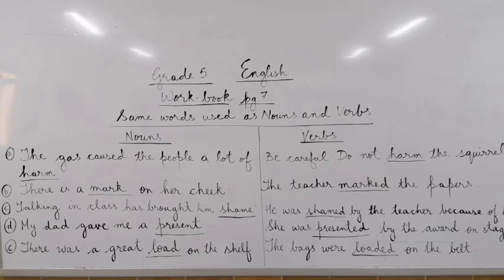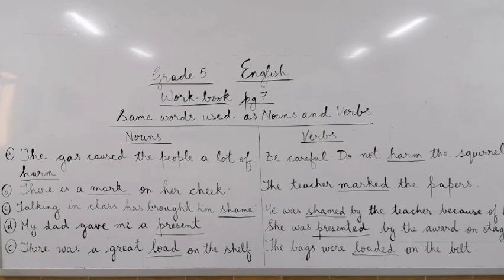So the concept here is that the same word can be used as a noun as well as a verb. A noun is the name of a person, place, thing or idea, whereas a verb is a word that shows an action. So some words can be used as nouns as well as verbs. The words are written here: harm, mark, shame, present, load.